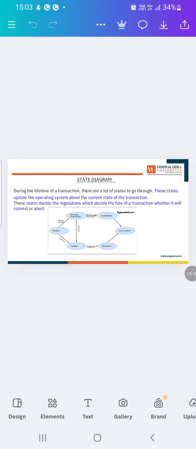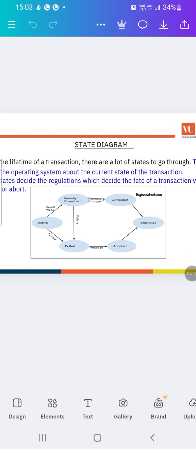State diagram. During the lifetime of a transaction, there are a lot of states to go through. These states update the operating system about the current state of the transaction. These are the defined rules which decide the fate of the transaction, whether it will be committed or aborted, as we see in the diagram.